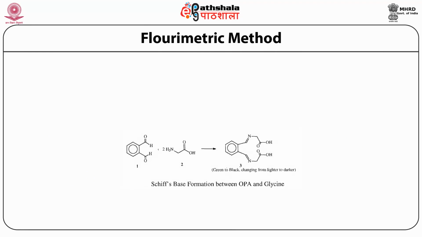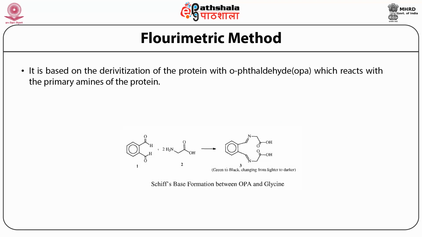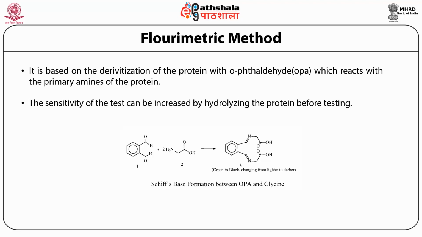We discuss the fluorometric method. It is based on the derivatization of protein with o-phthalaldehyde, OPA, which reacts with the primary amines of the protein. The sensitivity of the test can be increased by hydrolyzing the protein before testing. You can see here the Schiff base formation between OPA and the glycine.